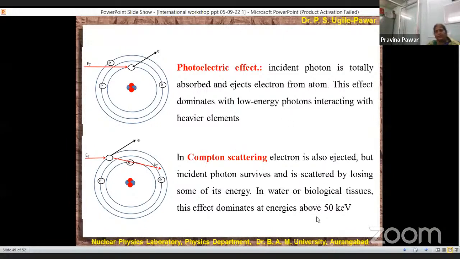And in Compton scattering, the electron is also ejected, but the incident photon survives and is scattered, losing some of its energy in water or biological tissues. This effect dominates at energies above 50 keV.